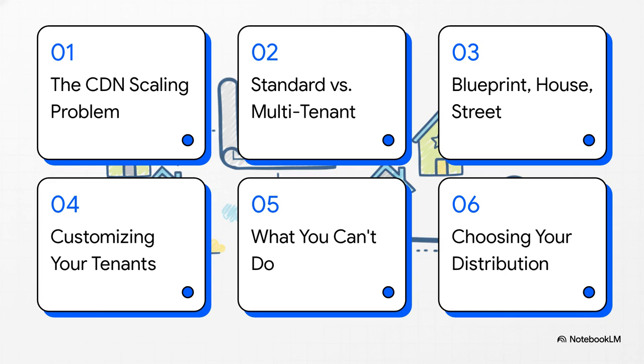So here's our game plan. We'll kick things off by digging into that CDN scaling problem. Then we'll compare the standard and multi-tenant models. After that, we'll break down the new architecture with a really simple analogy: the blueprint, the house, and the street. We'll also cover customizations, point out the limitations, because there are a few, and finally, help you figure out which approach is the right one for you.